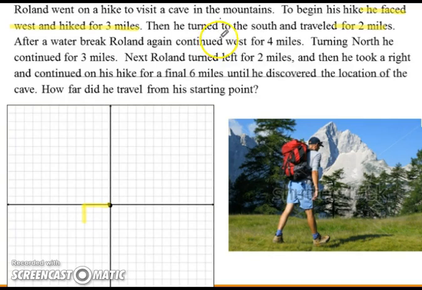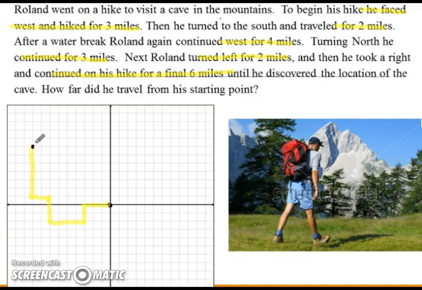After a water break, he counted again west for 4 miles. So he continues west for 4 miles, 1, 2, 3, 4. And then he turns north, and he continues for 3 miles, 1, 2, 3. Then he turns left, 2 miles. Left is going to be like west, so 2 miles, 1, 2. And then he turns right and hikes for 6 miles. So turning right, after going this way, turning right, 1, 2, 3, 4, 5, 6. Here's where Roland stops. Here's where he found the cave at this point here.